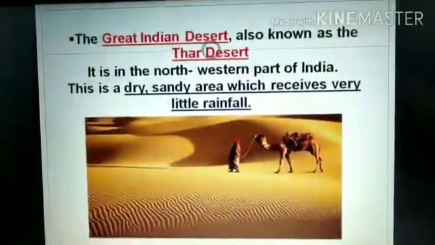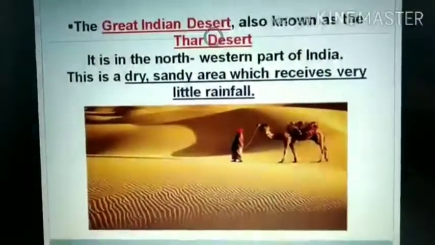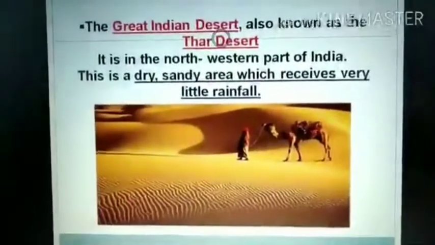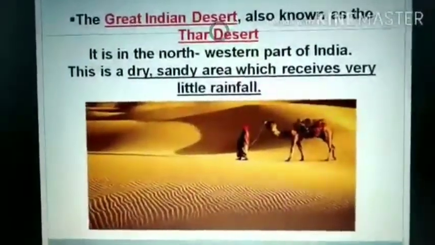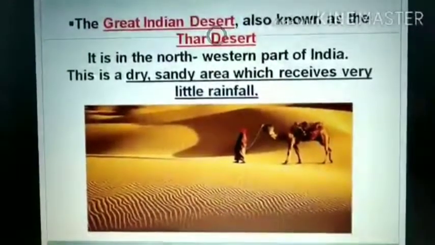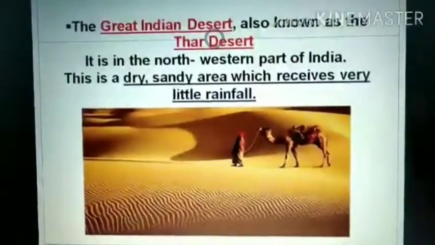Next is the Great Indian Desert. The sandy desert region of India is known as the Thar Desert or the Great Indian Desert. It lies in the northwestern part of India.